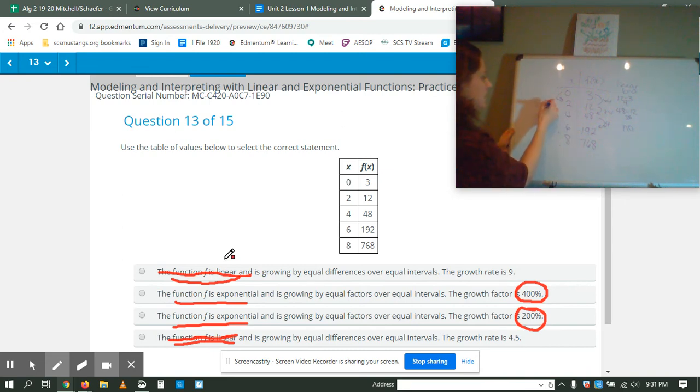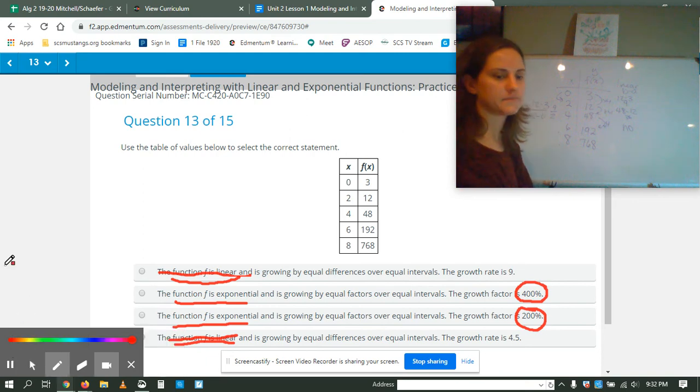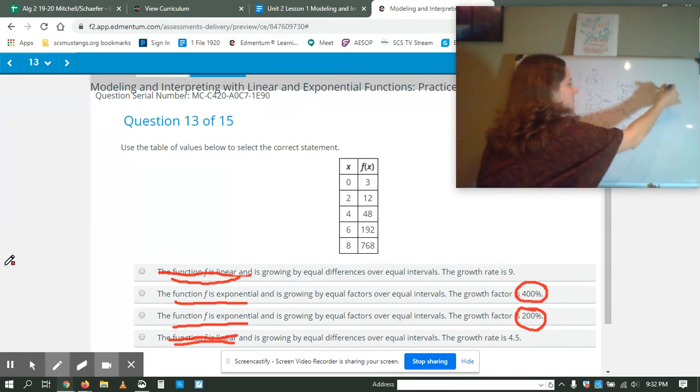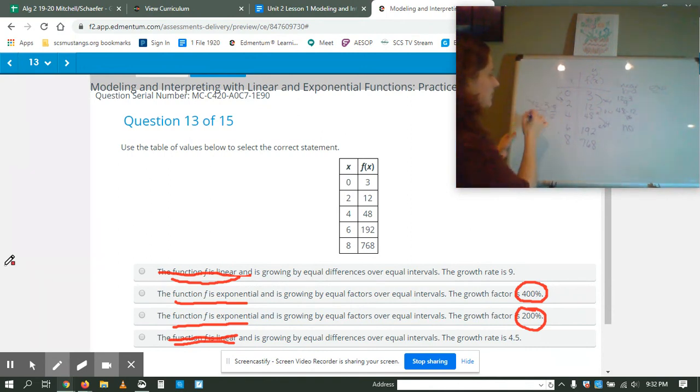So 12 minus 3, because these are my y values, 12 minus 3 is going to give me 9 divided by 2 minus 0. So that's going to give me 9 halves. So 9 divided by 2. Did I do that right? Hold on. Okay, I got it. This didn't work out because it's not linear. We're looking at exponential. My bad. So I can't use slope on that guy.